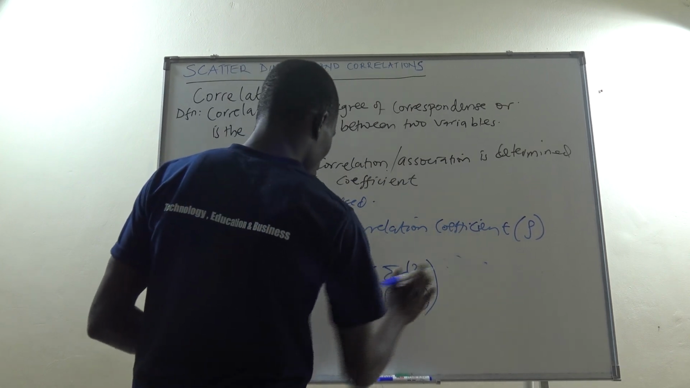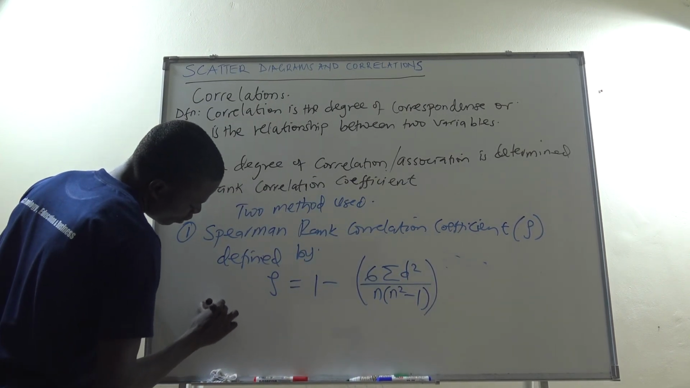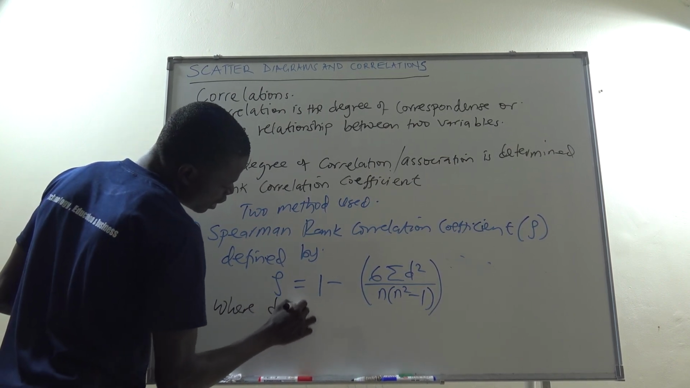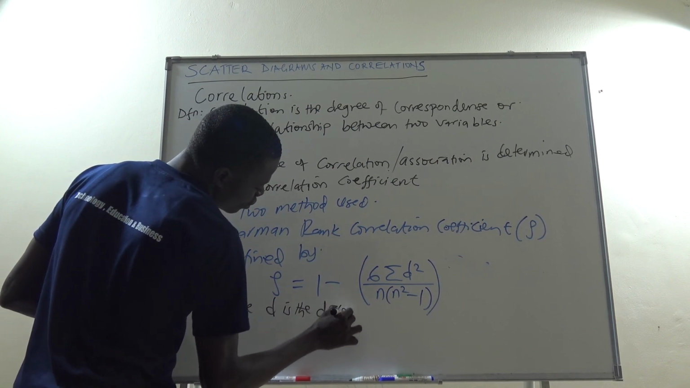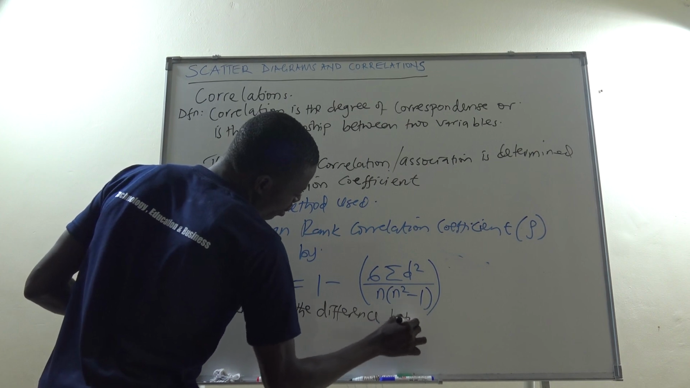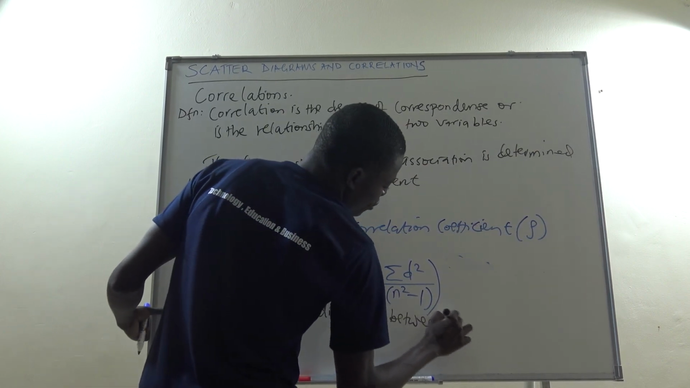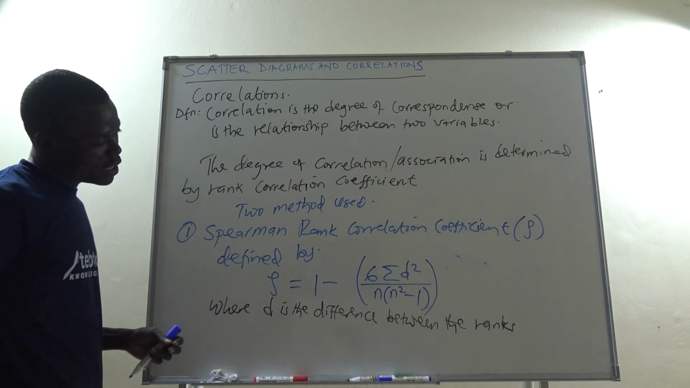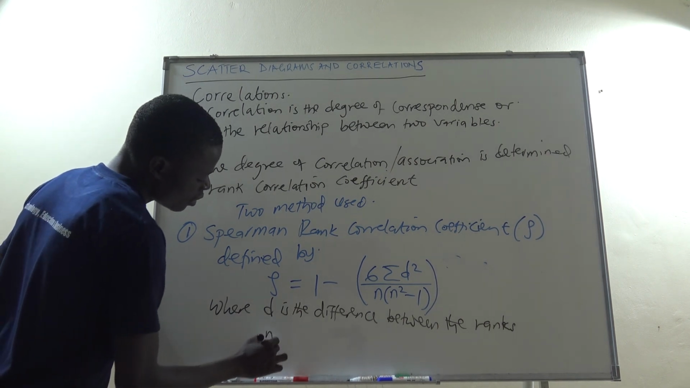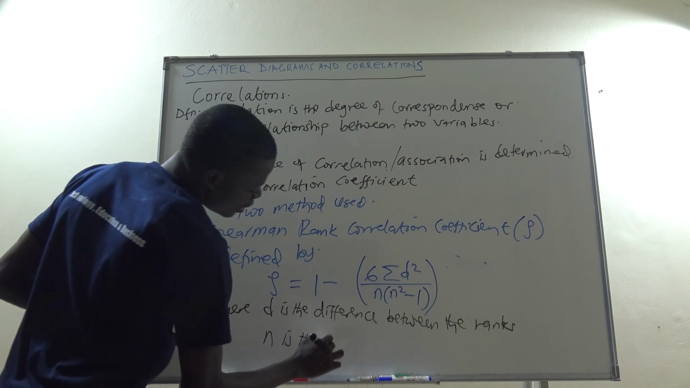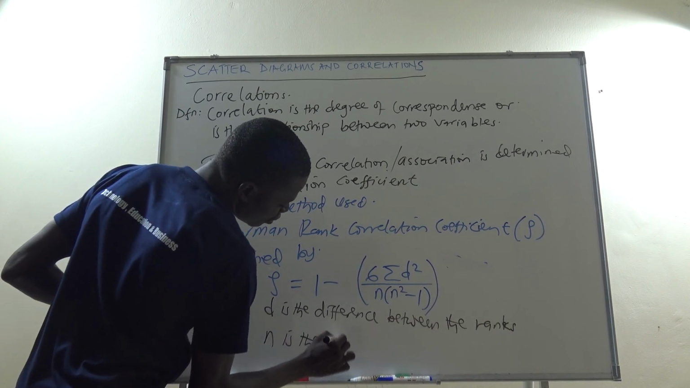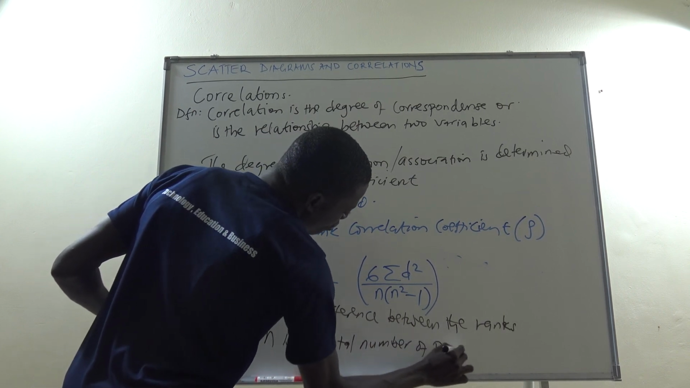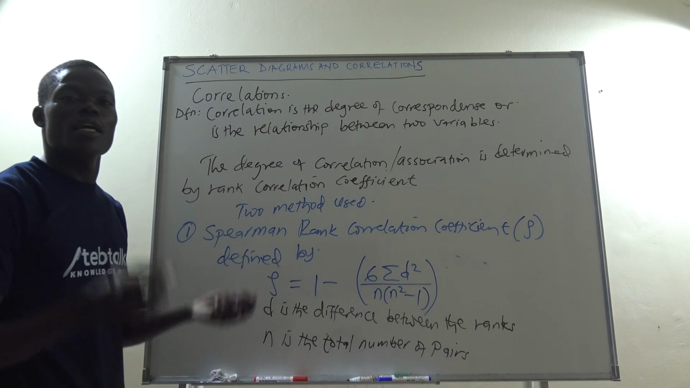D is the difference between the ranks. The difference between the ranks is what we are calling D, and then N is the total number of pairs that are there in the data set.